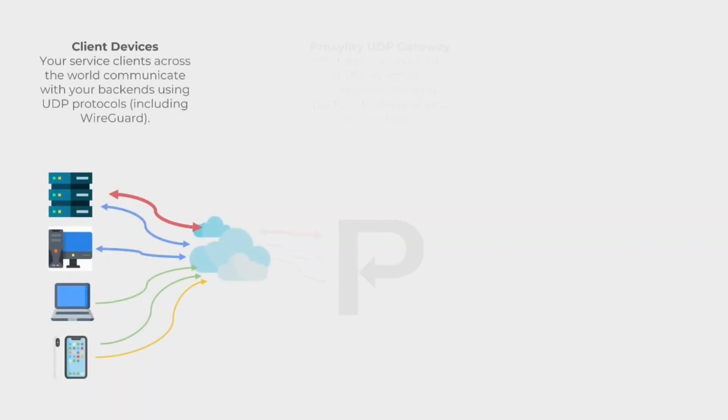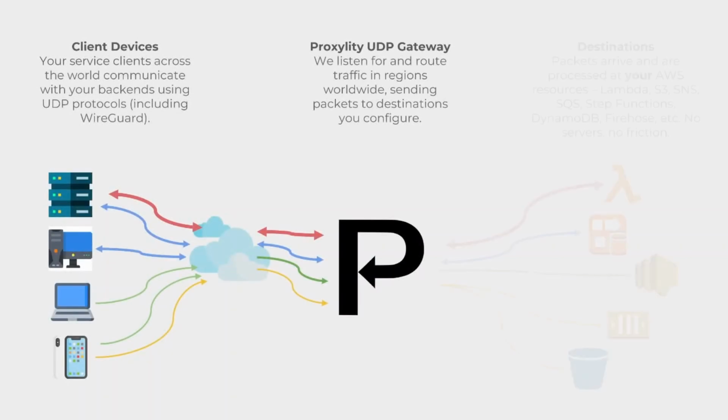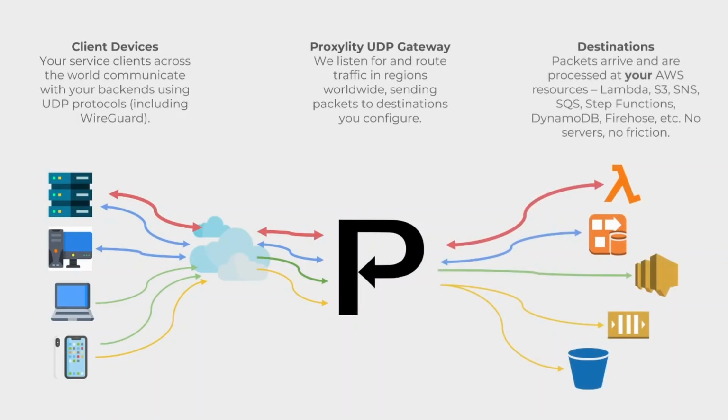Here's how it works. Your clients communicate with your backend over one or more protocols with varying volumes, patterns, and response requirements. That traffic is directed through Proxylity, which terminates UDP and WireGuard communication and routes JSON serialized packets to resources in your AWS account.